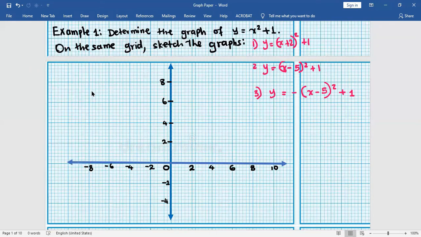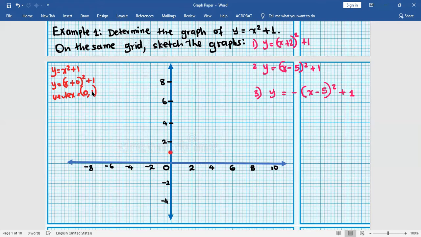So part 1, we have y equals x squared plus 1. As I've told you already, it means that y equals (x plus 0) squared plus 1. So this means that the vertex is (0, 1). So for (0, 1), we plot 1 along the y-axis. So 1 is around here.